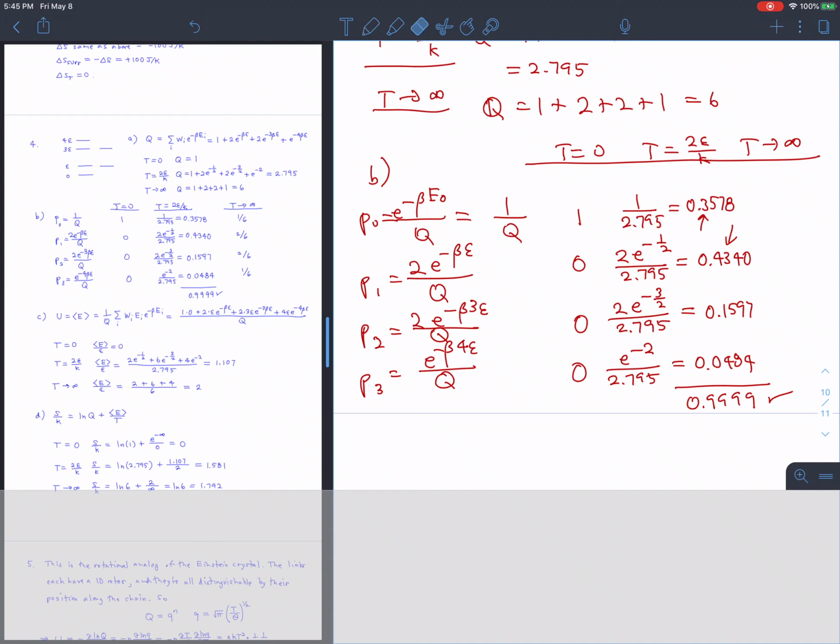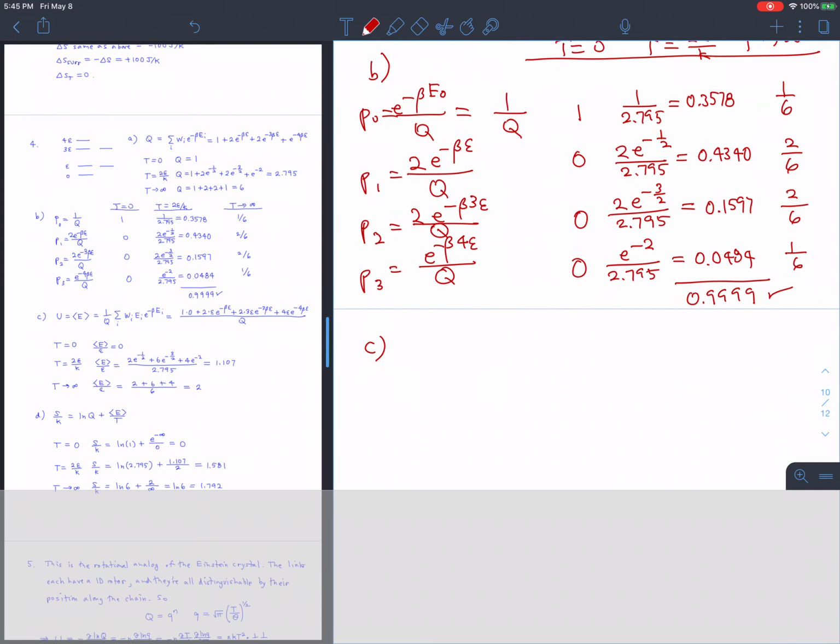It doesn't prove that they're right, but at least they add up to the right value. At T infinity, all the exponentials become 1s, and so you get 1 over q. Q is equal to 6, so it's 1/6, 2/6 for each of the degenerate levels, and again 1/6 for the highest level.